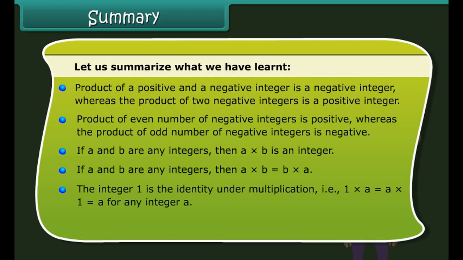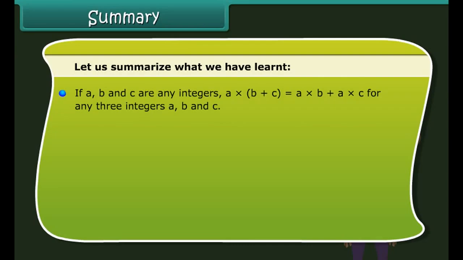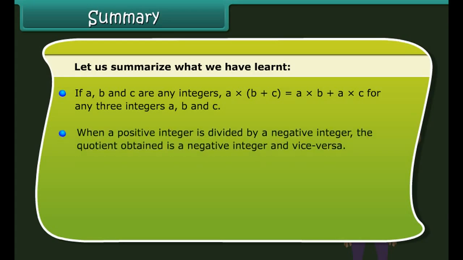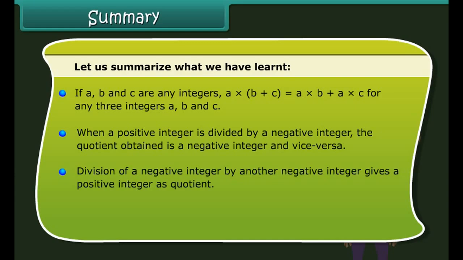If A and B are any integers, then A into B is equal to B into A. The integer 1 is the identity under multiplication, that is, 1 into A is equal to A into 1 for any integer A. If A, B and C are any integers, then A into (B into C) is equal to (A into B) into C. A into (B plus C) is equal to A into B plus A into C for any three integers A, B and C.